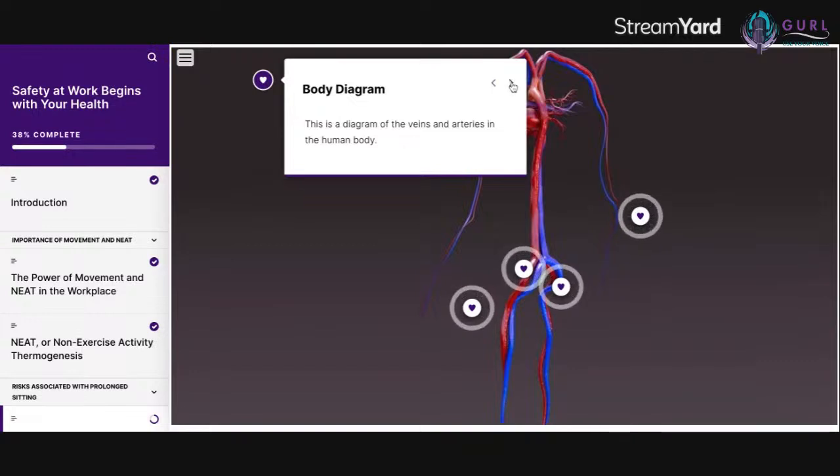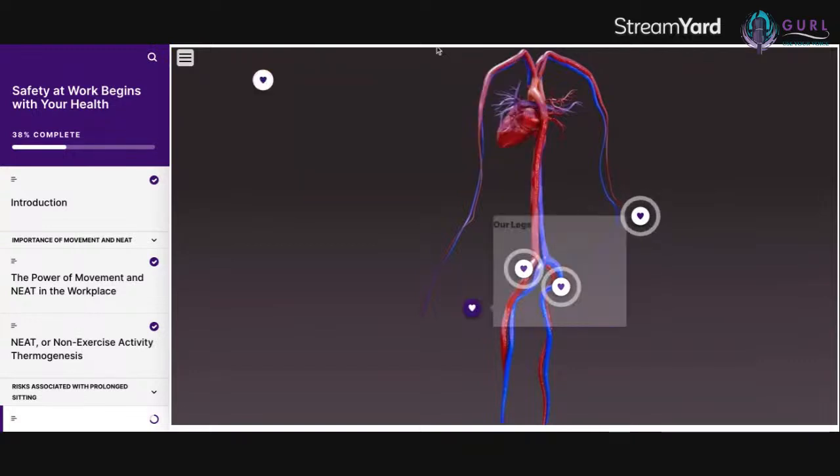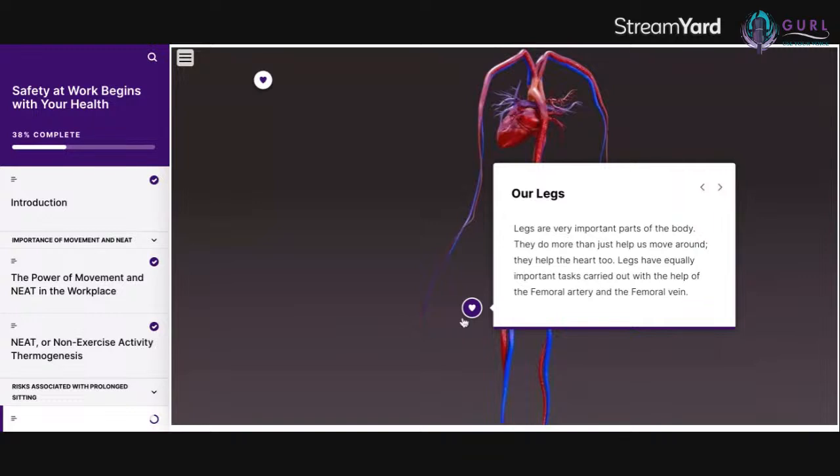Okay. So then we're going to move to the second one. The second one was right here, our legs. So our legs are very important parts of the body. They do more than just help us move around. They help the heart too. Legs have equally important tasks carried out with the help of the femoral artery and the femoral vein.